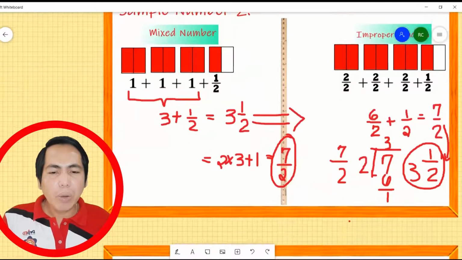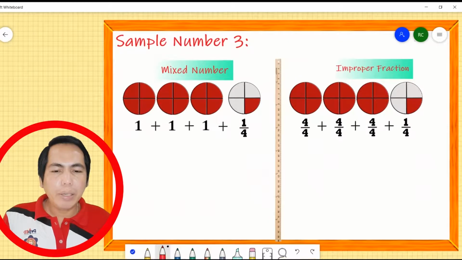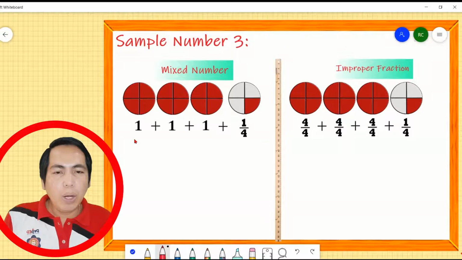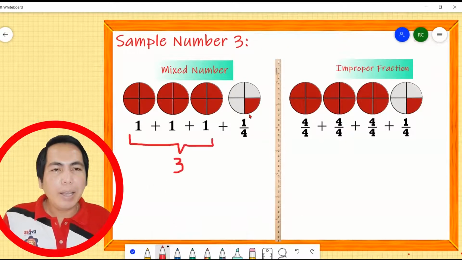Now let us go to our third example. We have here illustrations in which each figure is divided into 4 equal parts. We have to write the parts of a whole shaded with red in mixed number form. So first we have to identify how many 1 whole do we have. So 1, 2, 3. So there are 3 of 1 whole. And then the last figure, only 1 part is shaded out of 4 equal parts. So we have plus 1/4 to give us 3 and 1/4.